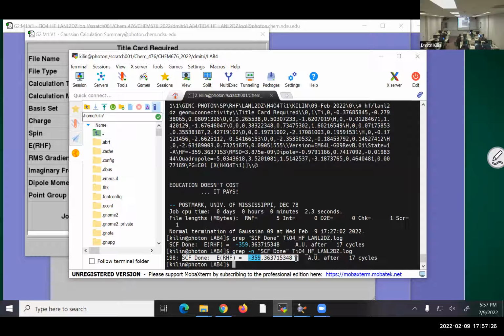So here, try LANL2DZ. It's a little bit more reliable for transition metals. Go submit. We can give it a different name. HF.